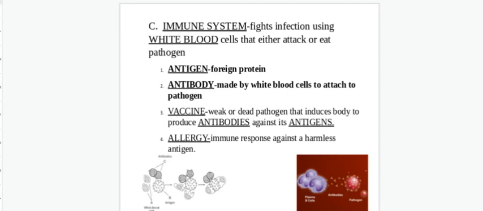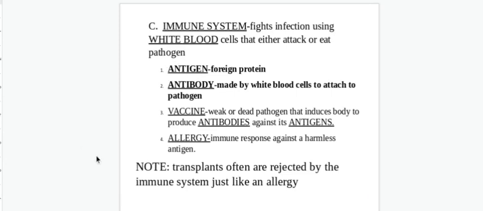If you need a new heart and you get a new heart from someone, you won't recognize those proteins. They will be foreign. They will be antigens. You will make antibodies against it. And that's called transplant rejection. Often transplants are rejected by the immune system because the proteins are foreign.